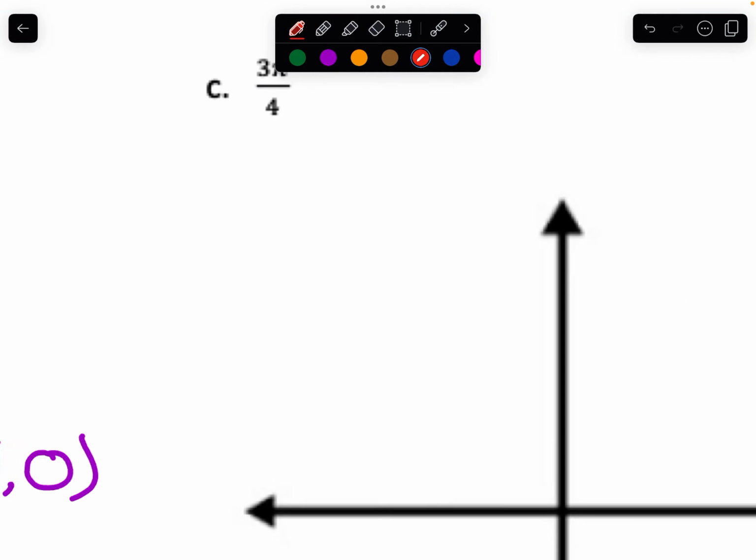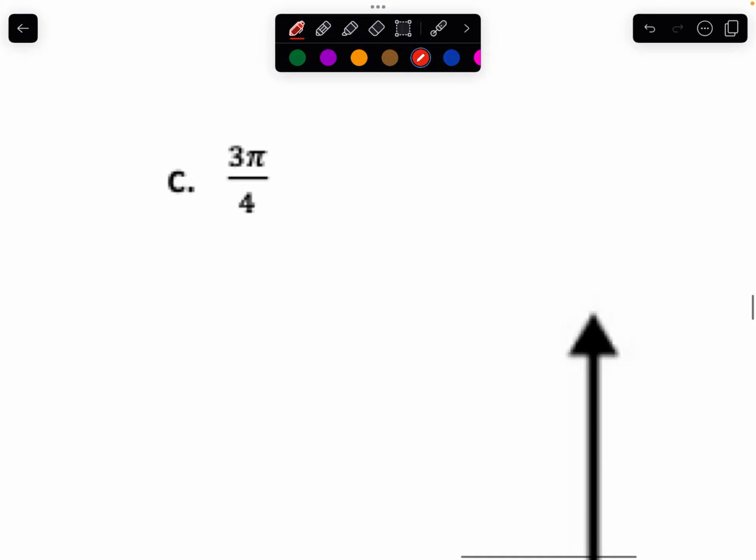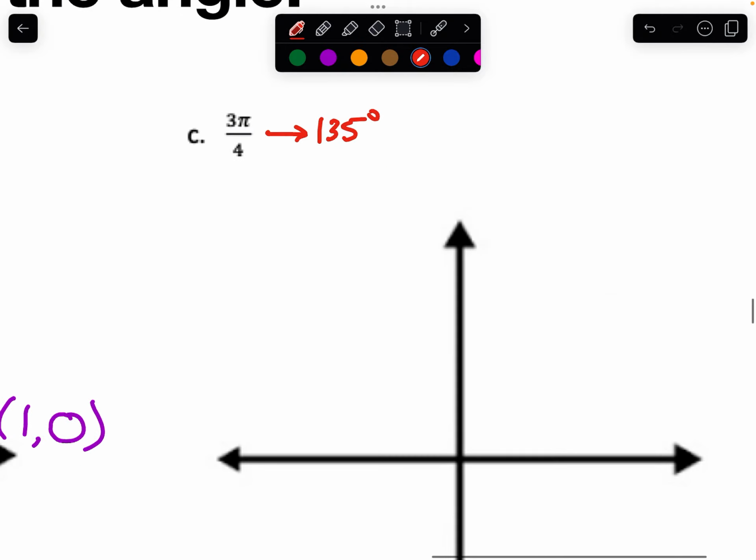Finally, 3 pi over 4 radians. The first thing we might do is convert this to degrees like we just practiced, and in doing so, we would find that this is 135 degrees.